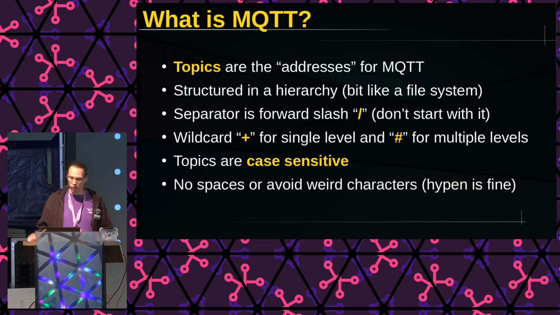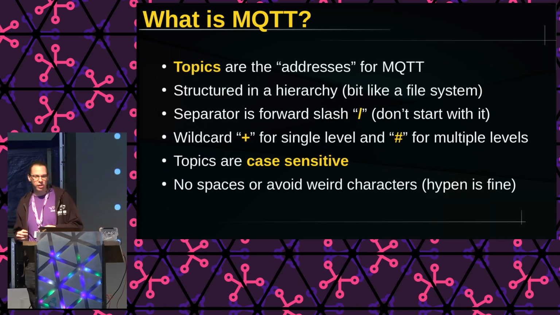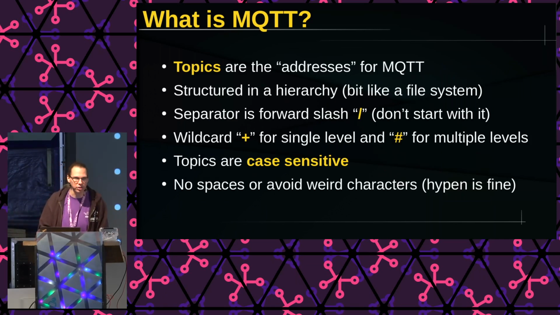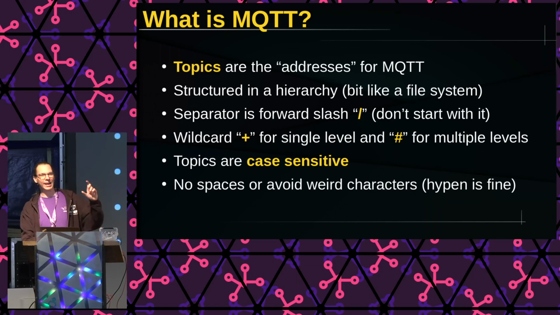The topics are the addresses of the messages in MQTT, and they're structured in a hierarchy a bit like a file system with a slash as a separator. In contrast to a file system, you don't start with the root with a separator. Just remember that when you build this for yourself. You can use wildcards in the topic names when subscribing, but only for a complete level or multiple levels. You cannot do character substitution, it's only for the whole part between the separator, between the slashes.